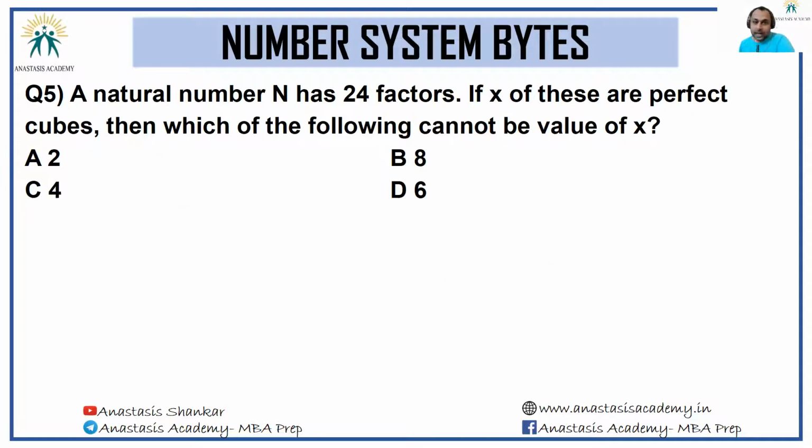Next question. A natural number n has 24 factors. If x of these are perfect cubes, then which of the following cannot be the value of x? Okay, if a number has 24 factors, it could either be a prime number raised to the power 23, or it could be of the form some prime number raised to the power 11 into some other prime number raised to the power 1. It could also be of the form some prime number raised to the power 5 into some prime number raised to the power 6? So 3. It could also be of this form.